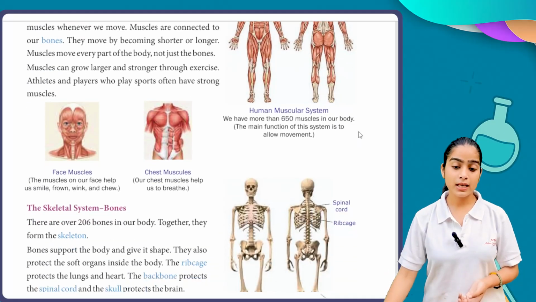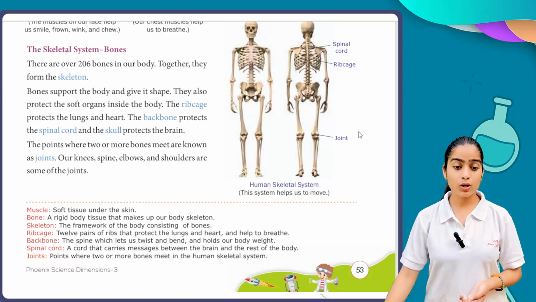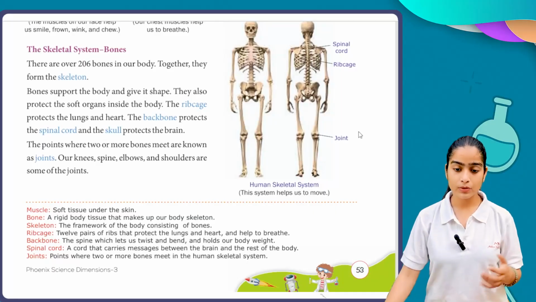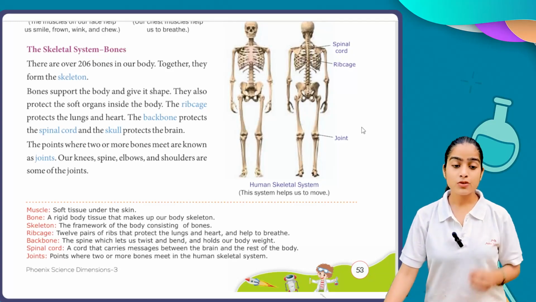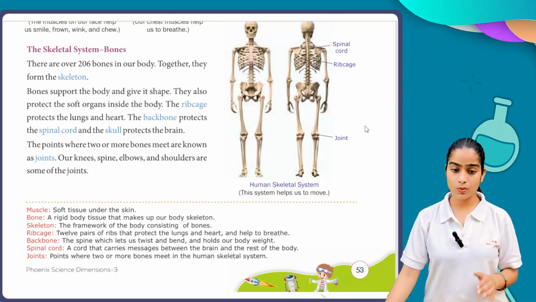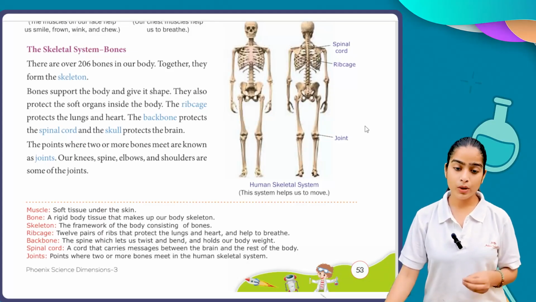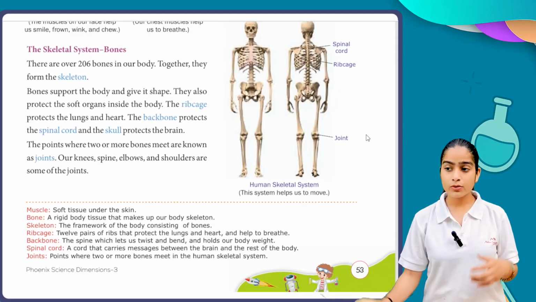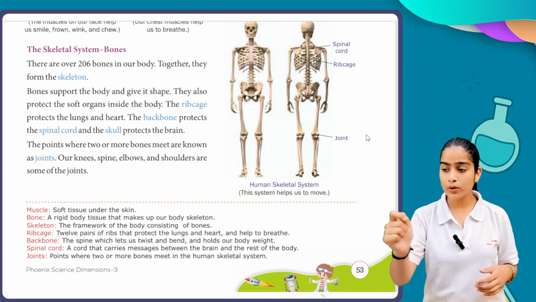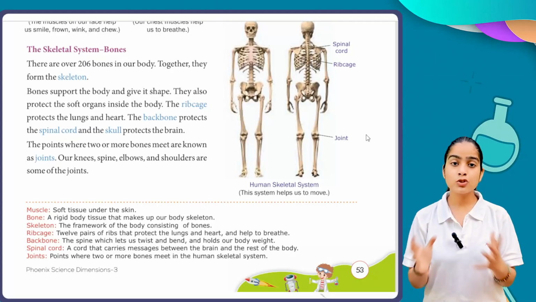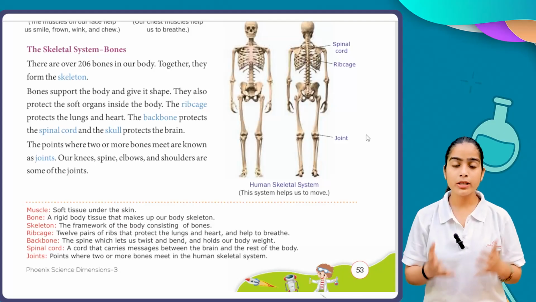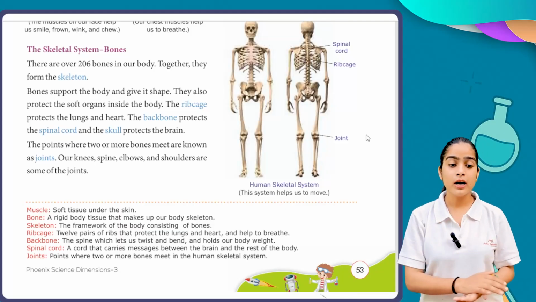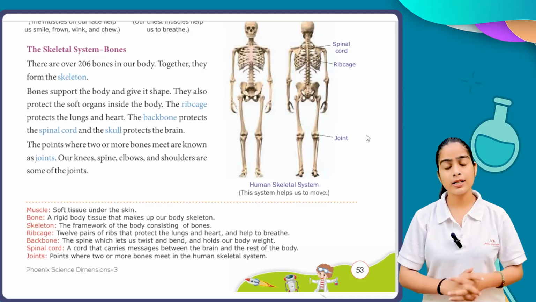Next we have the skeleton system, and as we discussed, the skeleton system means your bones. You generally see this skeleton system. There are over 206 bones in our body. In total we have 206 bones. Together they form the skeleton. So we cannot say a single bone is a skeleton system. When these 206 bones are together and forming a structure for the human body, then we can say that 206 bones make a skeleton.